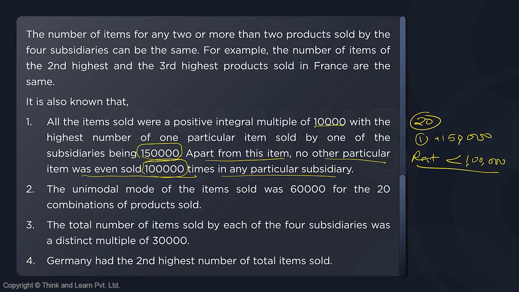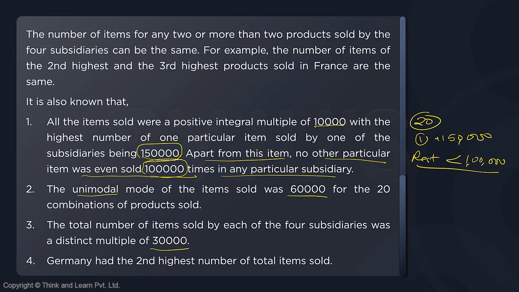The unimodal mode of the items should be 60,000 for the 20 combinations of the products sold. Unimodal means only one mode. So when you arrange or calculate the 20 combinations, the mode, that means the number which comes the highest number of times, should be 60,000. So 60,000 should come the highest number of times in those 20 numbers, right? And that is the only mode of the series. All right. The total number of items sold by each of the 4 subsidiaries was a distinct multiple of 30,000. All right. Germany has the second highest total items sold.